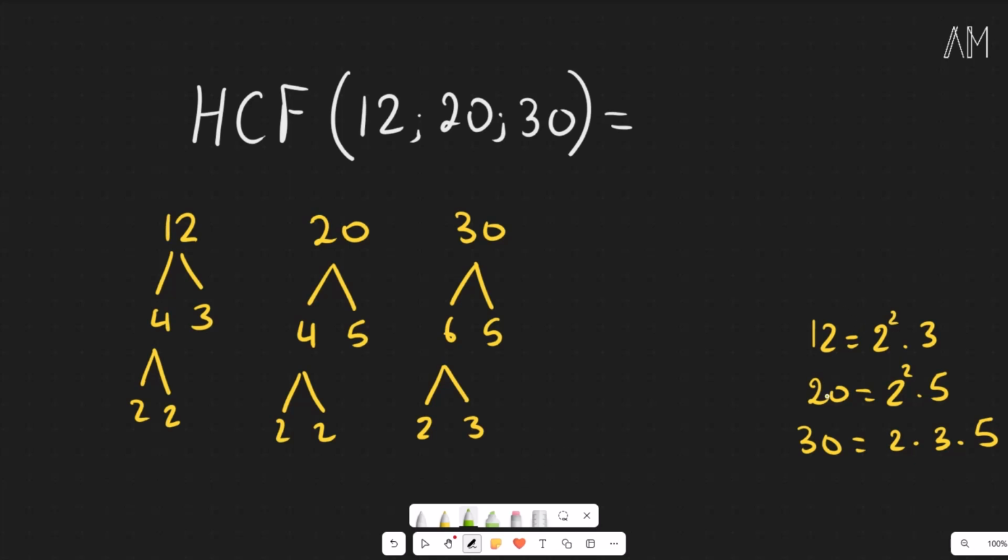Now, here is the tricky part: to circle the common numbers. Among the 3 numbers, only the 2's are common between all of them, okay? We don't pick the 5's or the 3's because they are only common between 2 numbers. The 3 is common between 12 and 30, and the 5 is common between 20 and 30, which is not common between all of them. The HCF must be common for all of them. The LCM doesn't matter in this case. So among all of the 2's, the HCF will pick the smallest, which in this case is 2. And the lonely numbers will be ignored, and this will be the answer.